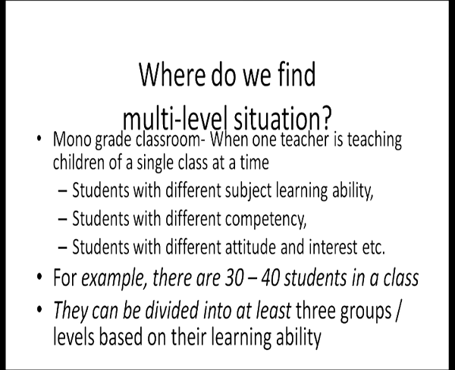For example, if there are 30 to 40 students in a class, they can be divided into at least 3 groups or levels based on their learning ability. In the first group, you can put the fast learners of the classroom. In the second group, you can put the average students of the classroom. While the third group can consist of the slow students or students who take a little more time to understand a concept.